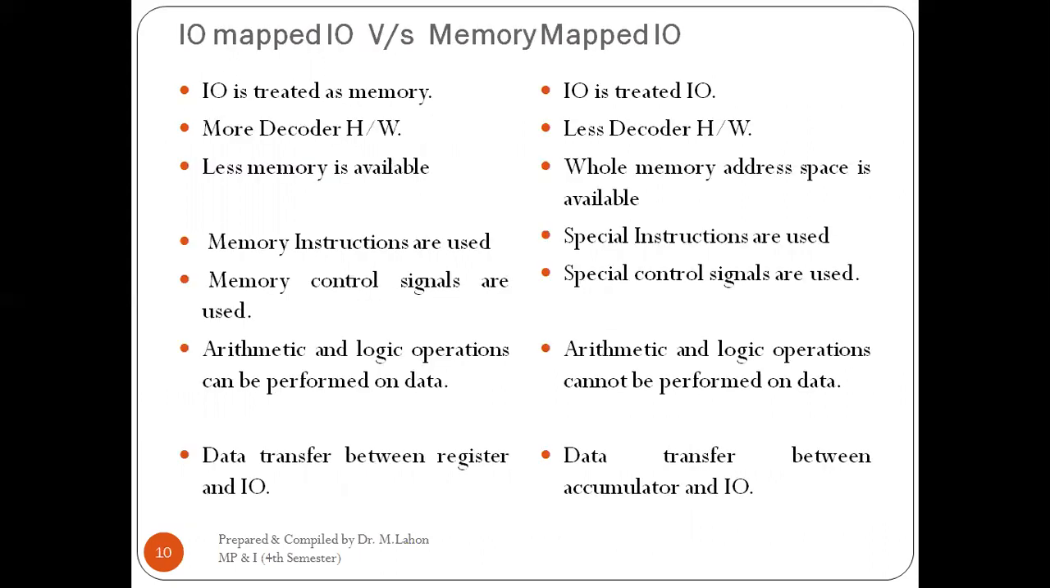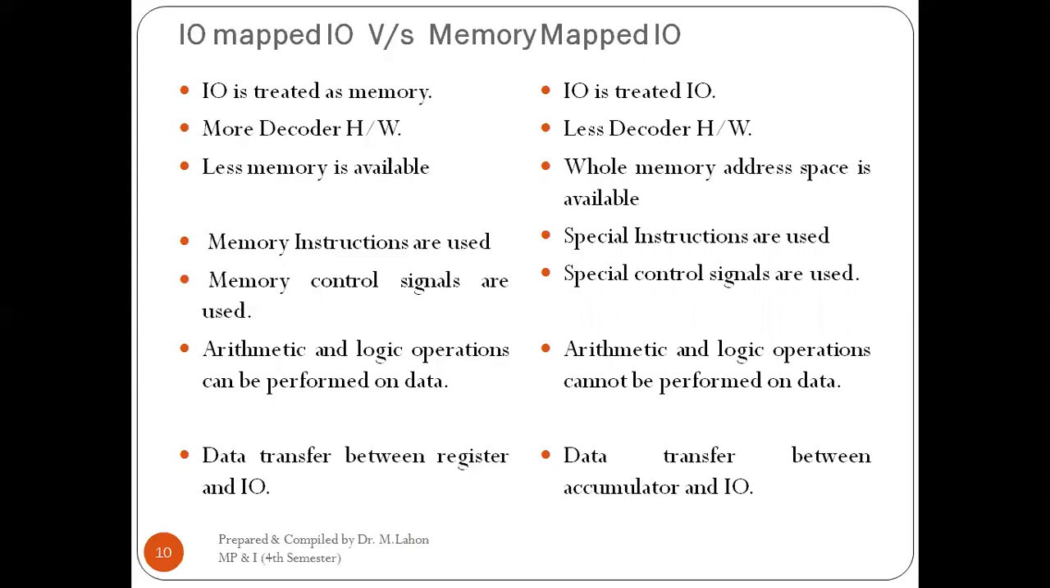So we can see the differences in this slide in IO mapped IO and memory mapped IO. IO is treated as a memory in case of memory mapped IO, and IO is treated as IO in IO mapped IO. So more decoder hardware, less decoder hardware in case of IO mapped IO. In case of memory mapped IO, less memory is available, as I was telling you. But in case of IO mapped IO, the whole memory address is available.